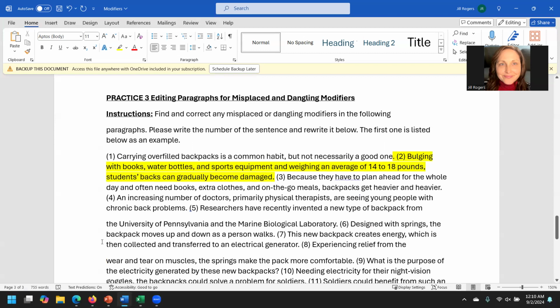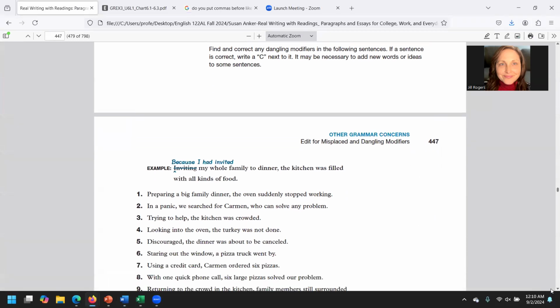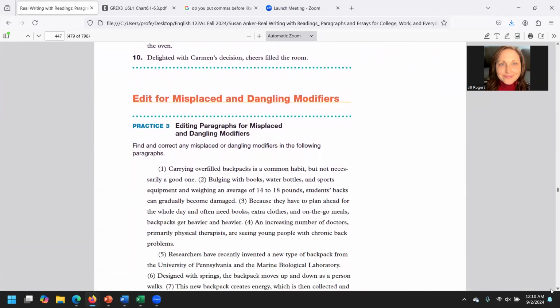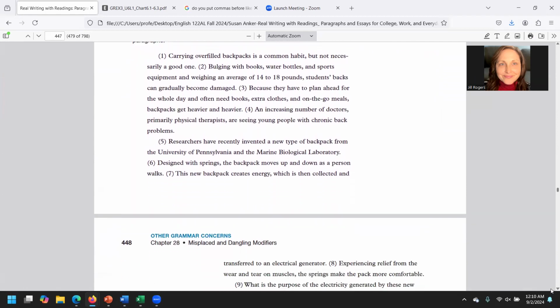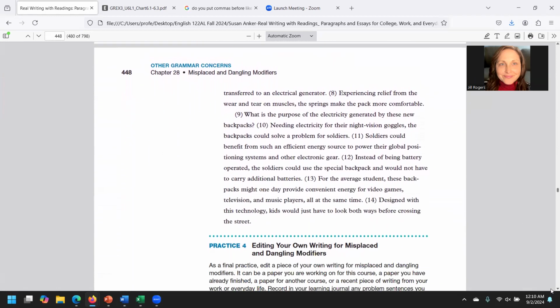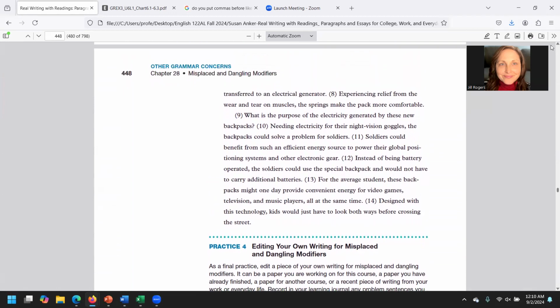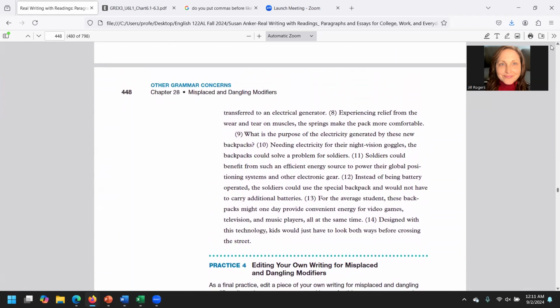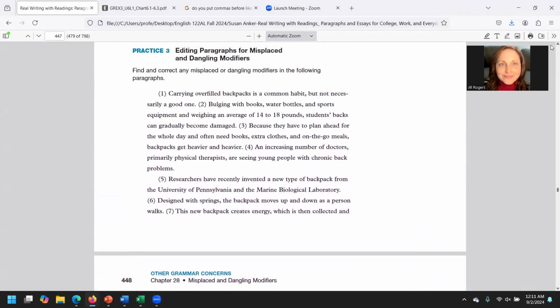So this one's a long one. Let me see if there's anything else in the book before you go on to it. No, there isn't. So with this one, you just find and correct any misplaced or dangling modifiers. So they're both. Okay, so take your time, really think about it. And this is a useful one to have early because it's a writing and grammar concern that people tend to have trouble with in the beginning, but then just refer back to this lesson and remember that you shouldn't have dangling modifiers and you shouldn't have misplaced modifiers.